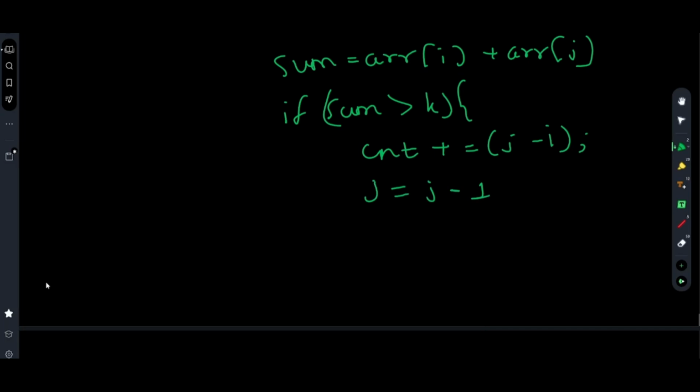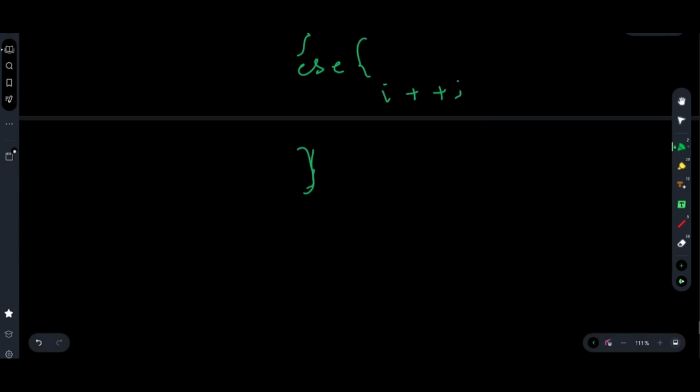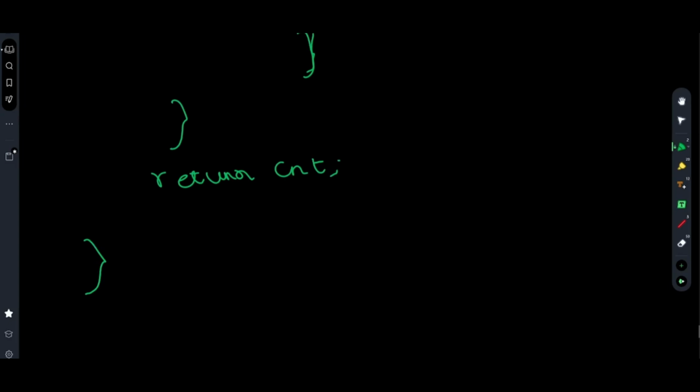And you have to increment the count as and when required. And if this condition doesn't match, then a valid triangle cannot yet be formed. You have to increment the value of i to increase the sum, and see if the sum is greater than k or not, the new sum. At the end, you will return count. This will be the algorithm.